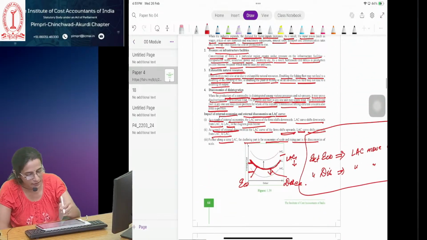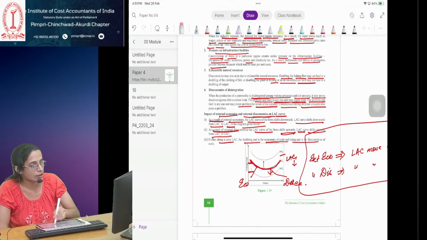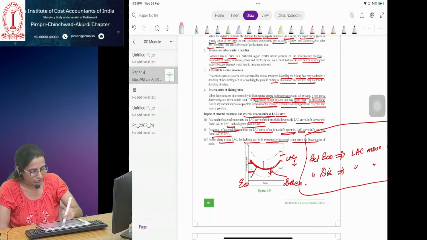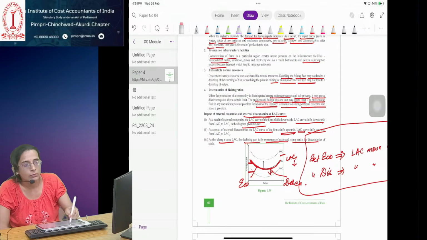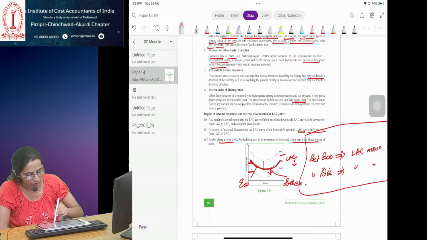I need to erase this, just a minute. Clear on the concepts now? No doubts. It's simple.